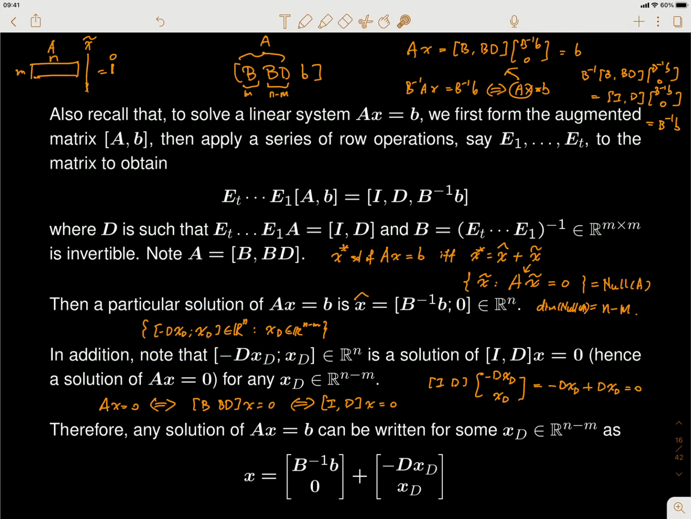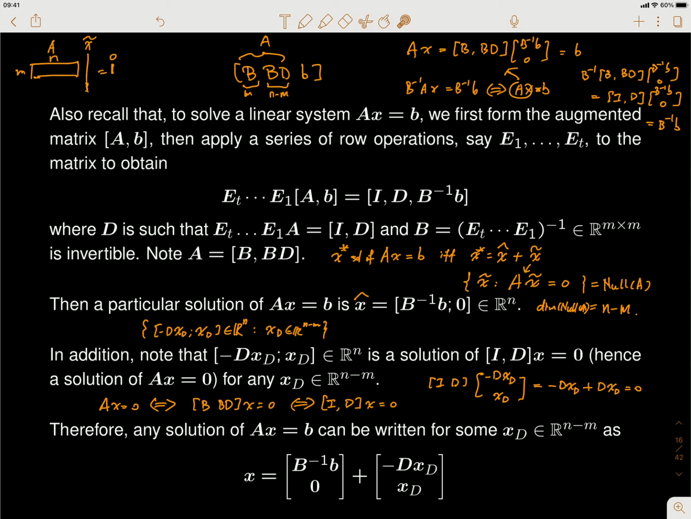But on the other side, we know that this one has dimension n minus m. It's a linear subspace and has dimension n minus m. And this is a linear subspace of R^n as well, and the dimension of this is also n minus m, because X_D can be chosen freely as any n minus m dimensional vector. So that means these two sets are actually equal. Any vector x tilde can be written this way.